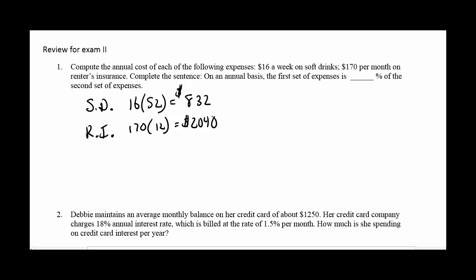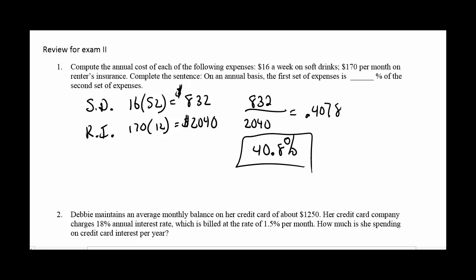The second question is asking us to calculate a percent. So the first expense is blank percent of the second. Okay, so I want the first number as the part and the second number to be the whole. And then I want to divide that, 832 divided by 2040. So I get 0.4078. So 40.8% of renter's insurance, and so in other words, the soft drinks is 40% of the cost of what we pay on renter's insurance. So it's just a number to keep it all in perspective.